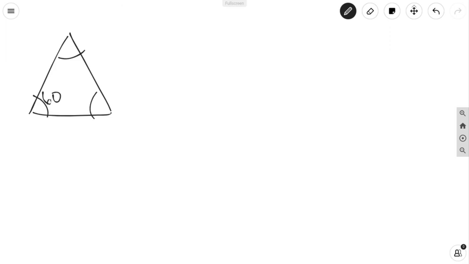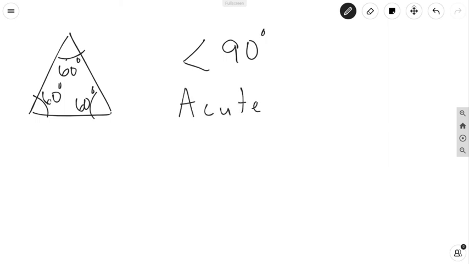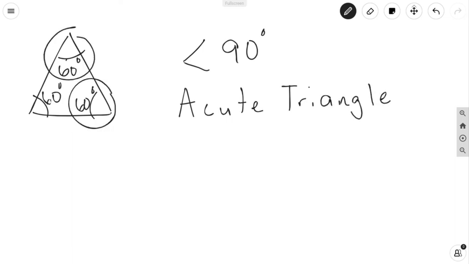All right, so you can have a triangle that has three angles that are less than 90 degrees. Let's say 60 degrees, 60 degrees, and 60 degrees. Sorry, that's a little fuzzy looking. And because all the angles are less than 90 degrees, we're going to be calling this an acute triangle. It's an acute triangle because all the angles are less than 90 degrees.